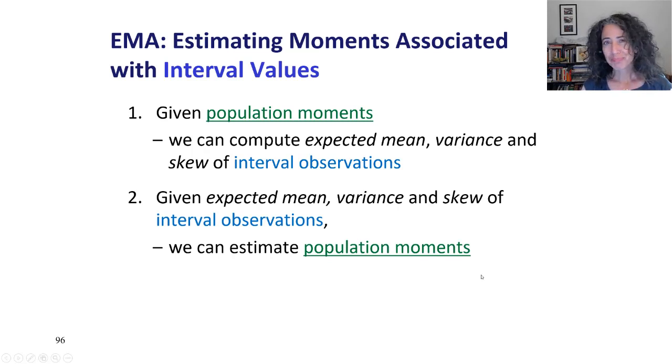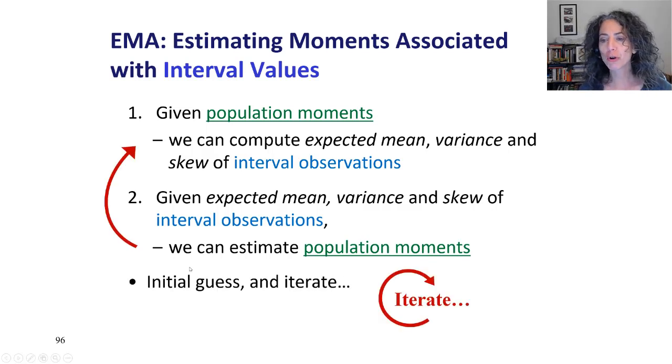On the other hand, if we already knew the expected moments of those interval observations, we'd be able to use them to estimate the population moments, right? Which is the direction we really want to be going. So what we really want to do is estimate the population moments, but unfortunately, we need to start with them. So what we do is an iterative procedure where we start with an initial guess of the population moments, and we go through step 1 and then step 2 and see if we end up with the same, and we iterate until they converge.